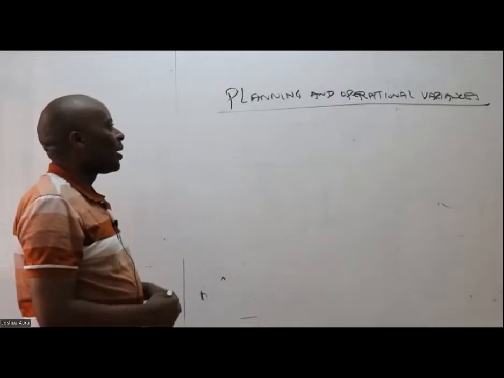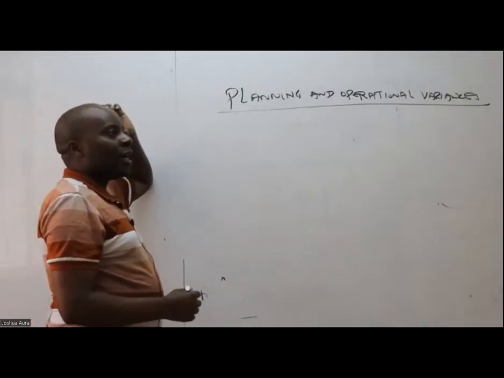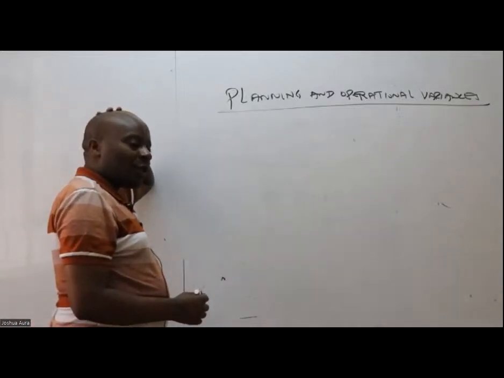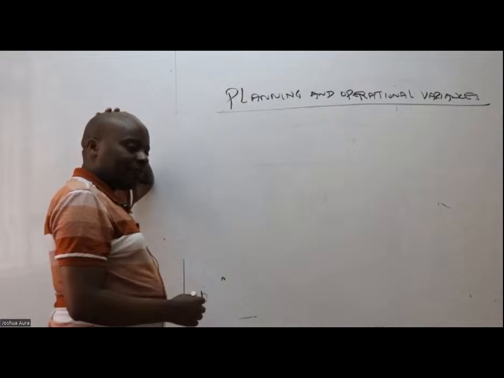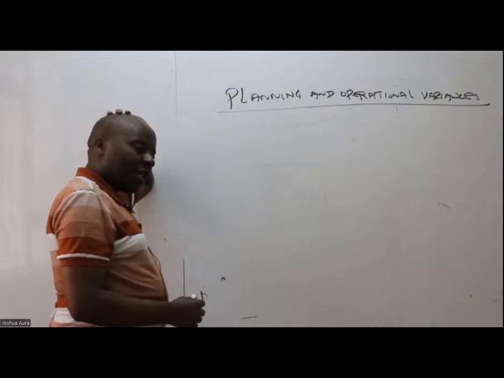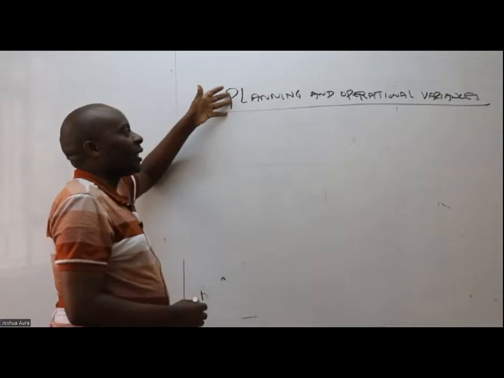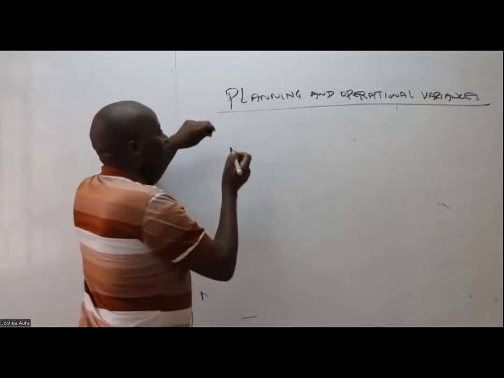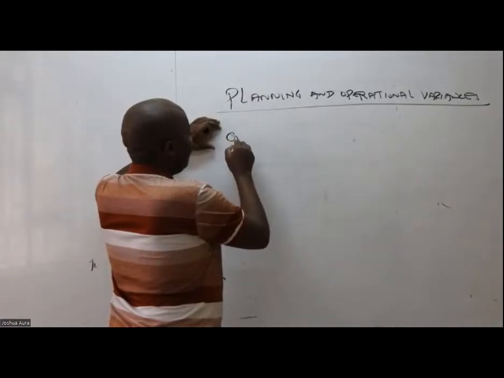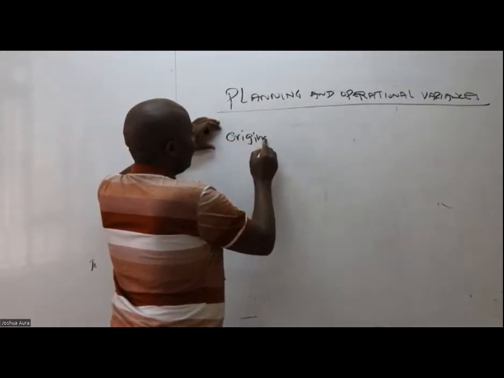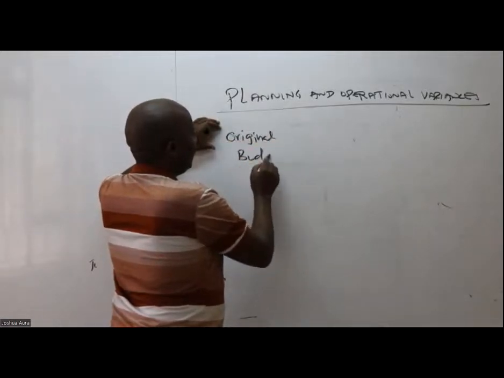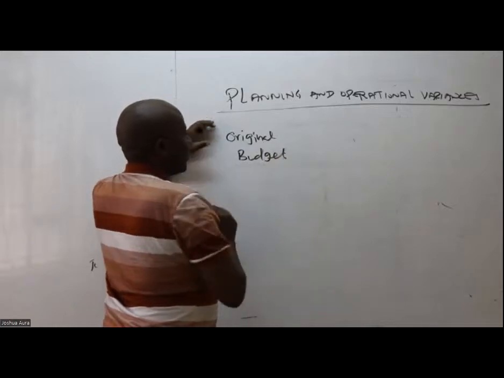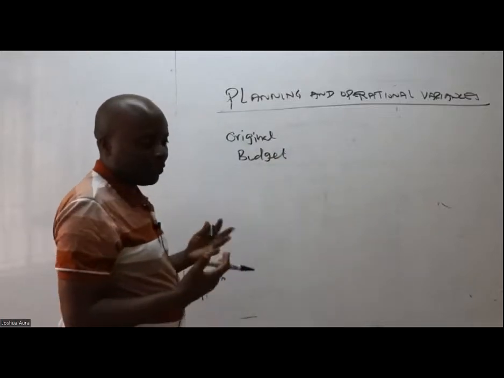Ladies and gentlemen, remember, we have what we call the traditional variances. Traditional variances, right? And then we have this type of variances. So assuming we have our original budget here. You see, things change very fast.